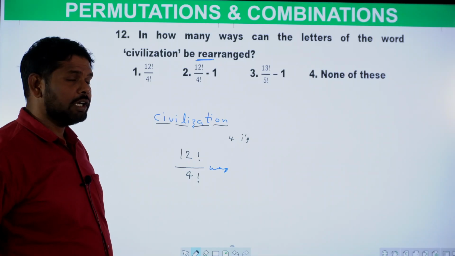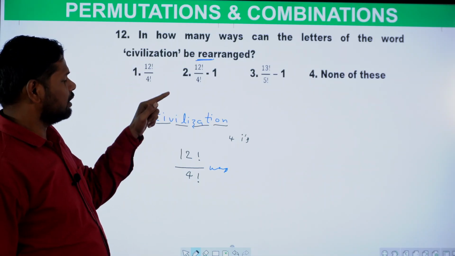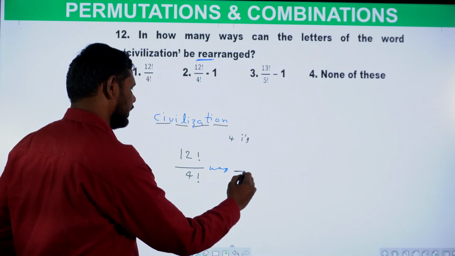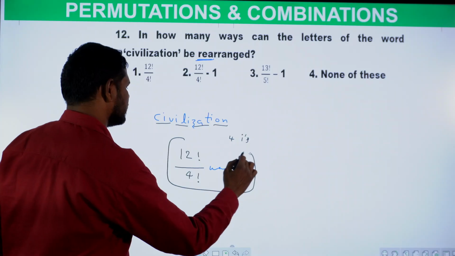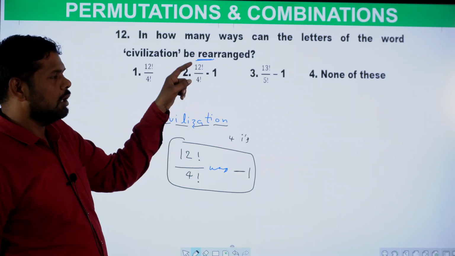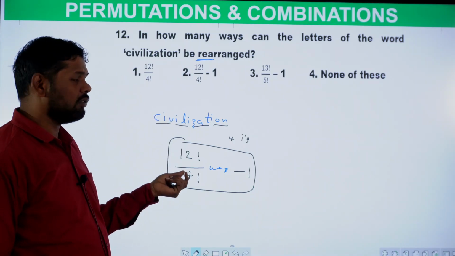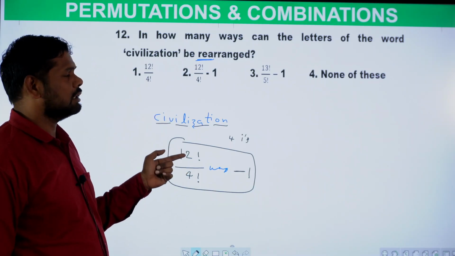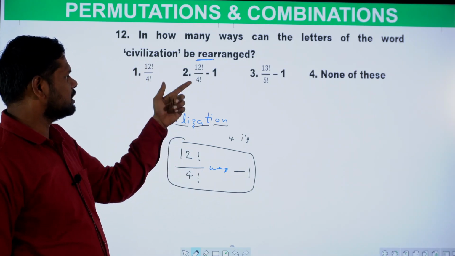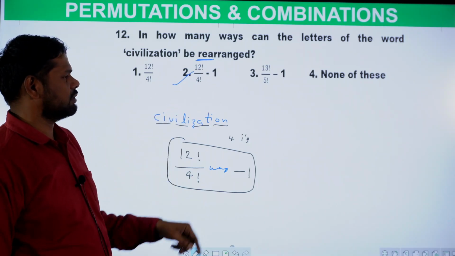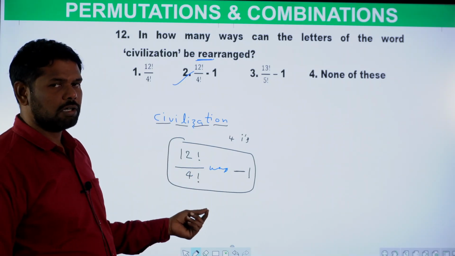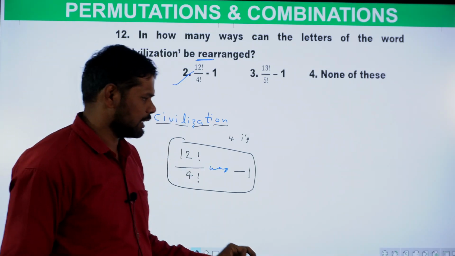Rearranged means we do not need to count the word civilization again. So it is 12 factorial by 4 factorial minus 1. This is the actual answer. Why? Because we need to subtract the word civilization, as they are asking about rearranged. Total arrangements are 12 factorial by 4 factorial, and in this total, one word is definitely civilization itself. That's why we subtract that one. So 12 factorial by 4 factorial minus 1 is the correct one. Rearrange means you need to subtract one word, which is nothing but the given word. That is the case. Next one.